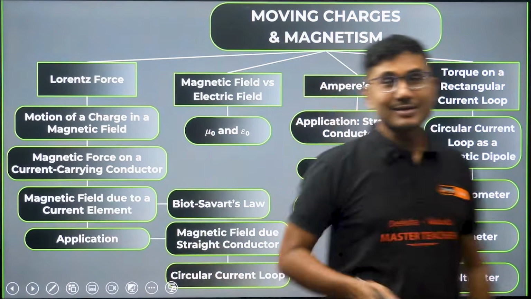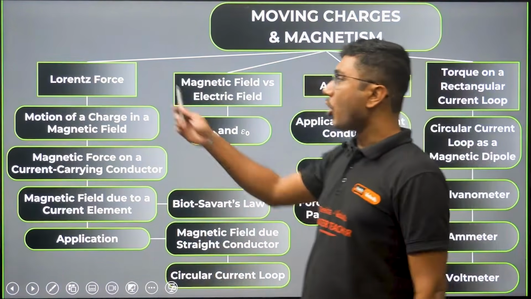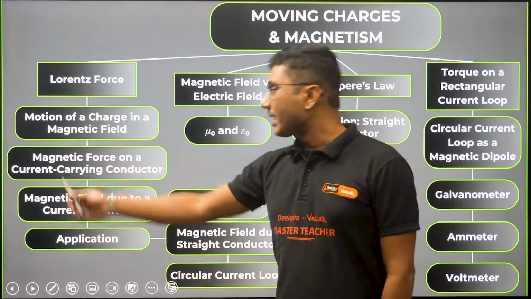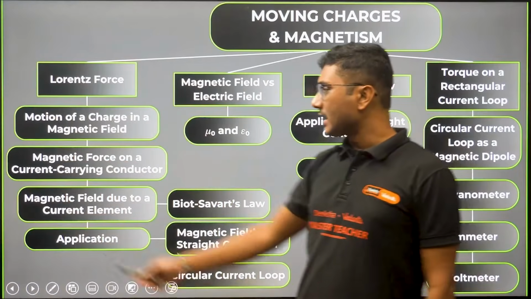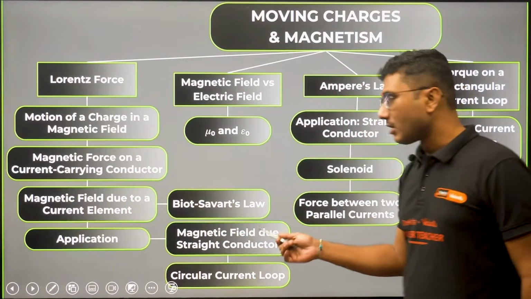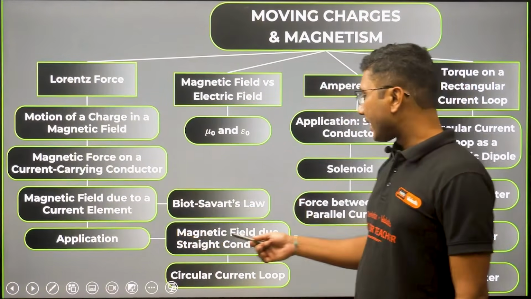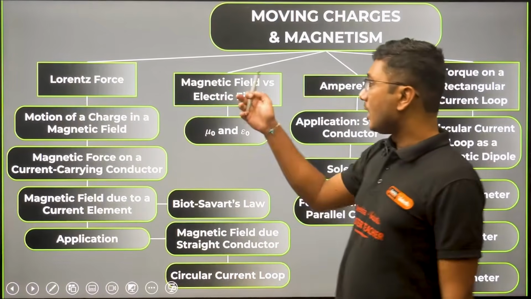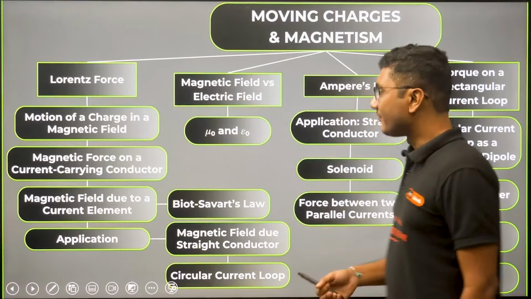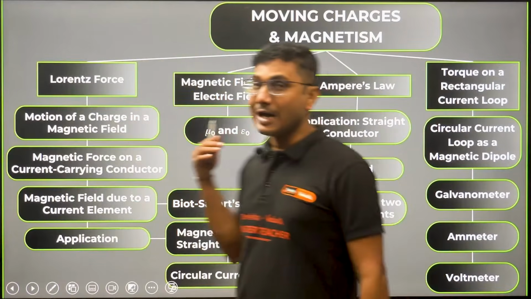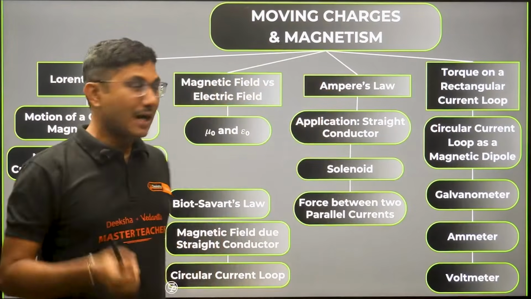Now let us discuss the chapter summary. So Lorentz force, motion of a charge in magnetic field, magnetic force on a current carrying conductor, magnetic field due to a current element, Biot-Savart's law, application, magnetic field due to a straight conductor, circular current loop, magnetic field versus electric field, mu naught and epsilon naught. Everything of these are discussed in my part 1 video.